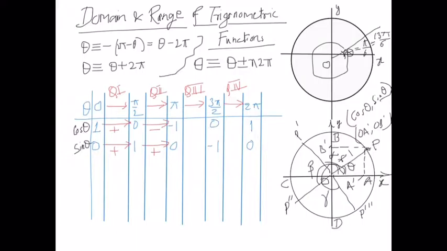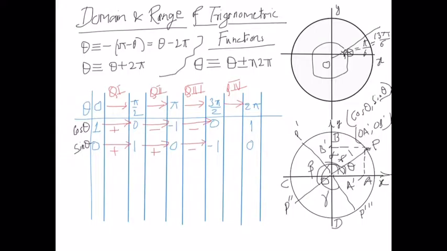And similarly, as theta increases from pi to 3 pi by 2, cos theta increases from minus 1 to 0 but remains negative because the projection on the x-axis is negative. And sine theta decreases from 0 to minus 1 and is also negative.